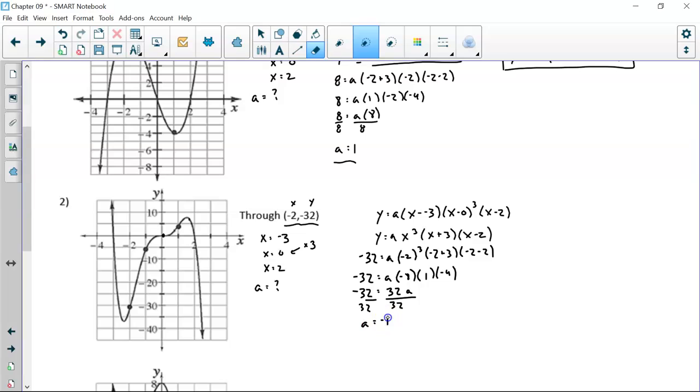A equals -1, which we kind of knew it was going to be a negative based on the way the graph went. So y equals, we're just going to put a negative there, x to the third, x plus 3, and then x minus 2. There's our polynomial function in that factored form.